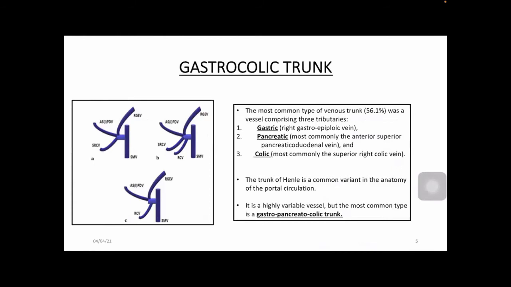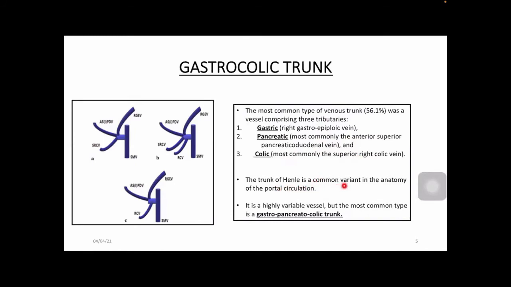So as usual, what I said before, the gastrocolic trunk, the most common type of venous trunk is basically the gastro-pancreaticocolic trunk, means it has three branches. What are the three branches? As I said before, one is the right gastroepiploic vein. The next branch is the pancreatic branch, which is the anterior superior pancreaticoduodenal vein. And sometimes in some patients, it also has the superior right colic vein. So these are the three most common branches which form the gastrocolic trunk or the Henle's trunk. So what are those branches? One is the right gastroepiploic vein, ASPDV, anterior superior pancreaticoduodenal vein, and the superior right colic vein. These are the three branches.